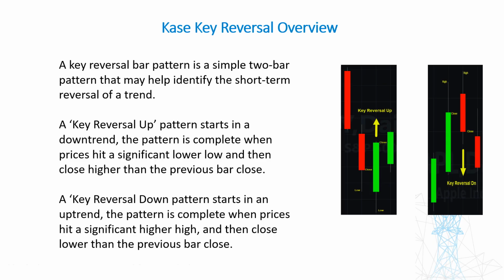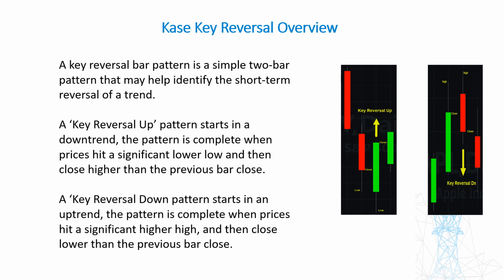So just so we're all on the same page, let's talk about the key reversal pattern. The key reversal pattern is a simple two-bar pattern that can help us identify short-term reversals of a trend. Think of it this way: a key reversal up starts when there's a downtrend, and we hit a low that is a significant low. Maybe it's the lowest low of 8 bars, of 13 bars, of 21 bars, but it's a significant low. And on that same bar, the close of that significant low bar closes higher than the close of the previous bar.